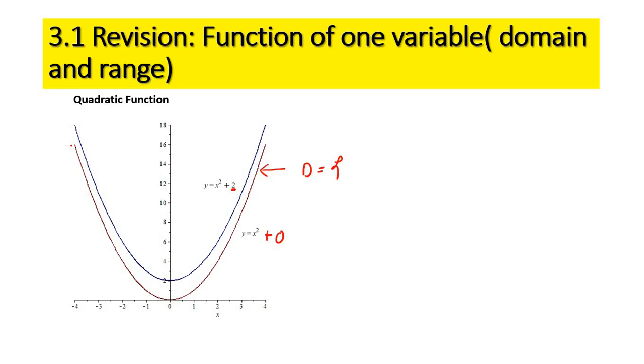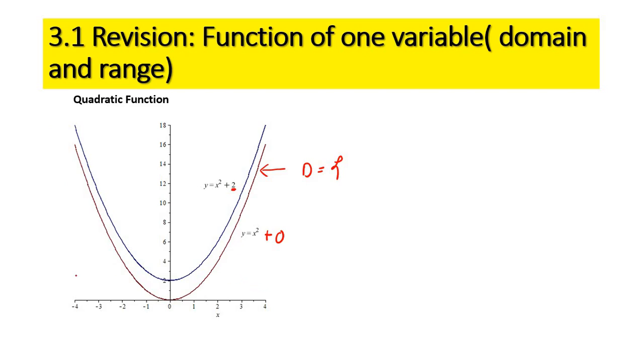Okay, domain, look at the x value. Do you have negative value or not? Positive value or not? Yes, right? You look at the graph, but don't write for me the domain from negative 4 to 4.